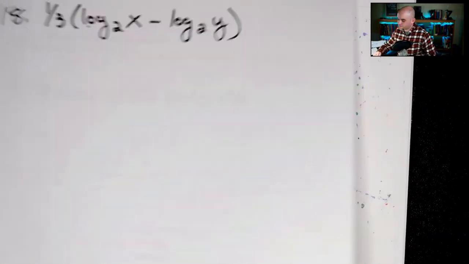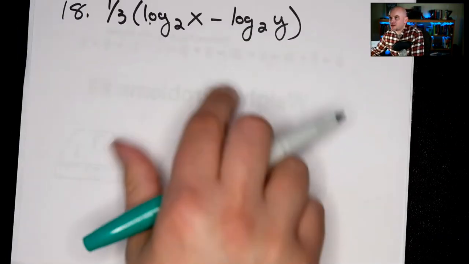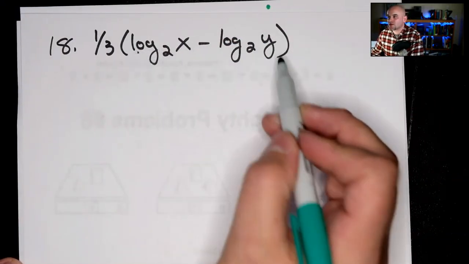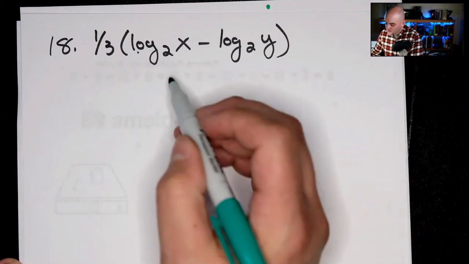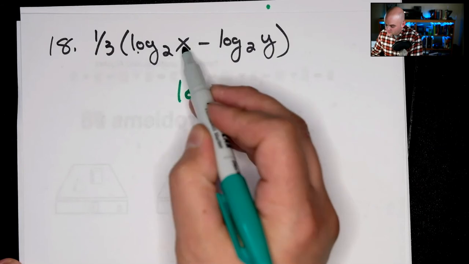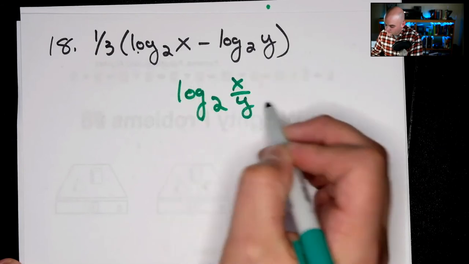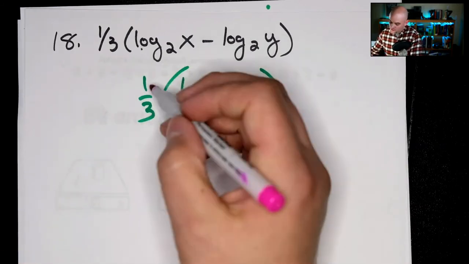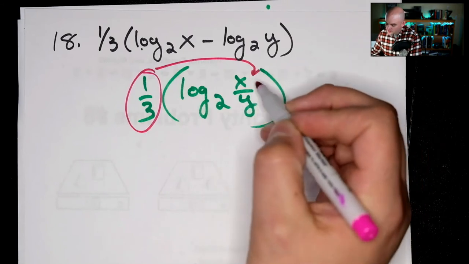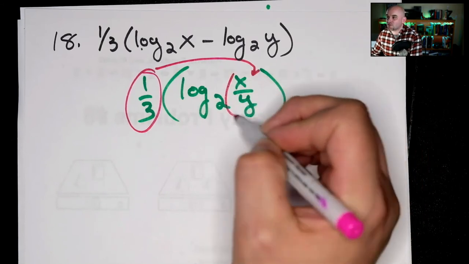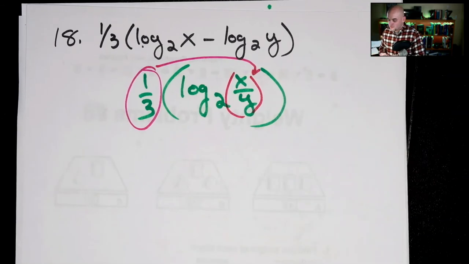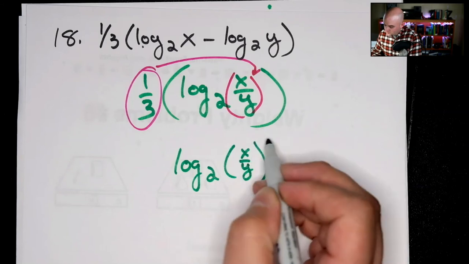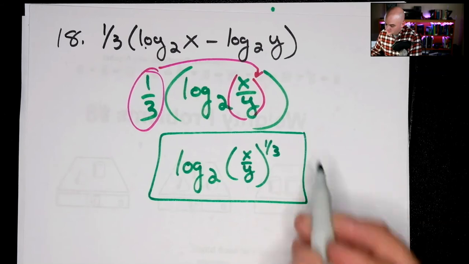Number 18. So 18, we can work it a couple ways. You could distribute the 1/3 and go from there. I'm actually just going to work inside the parentheses first and combine those two. So this becomes the log base 2 of x divided by y. And then I'm multiplying that by 1/3. So I can take that 1/3 and move it to the top here. Now it's not just the x being raised to the exponent, it's the whole fraction there. So when I rewrite it, I'm going to say the log base 2 of x over y, and the whole thing is raised to the 1/3. That's my answer for that one.